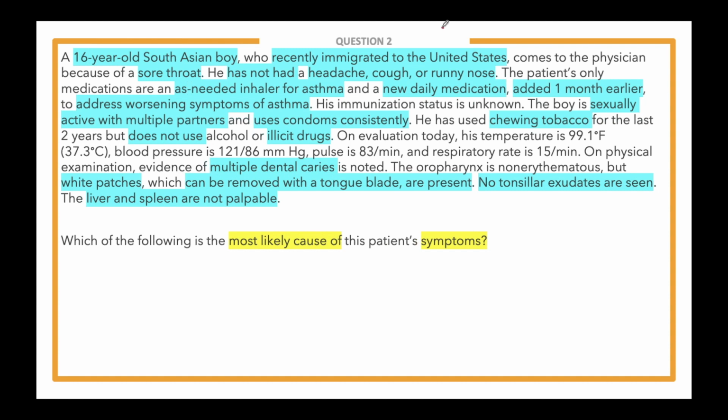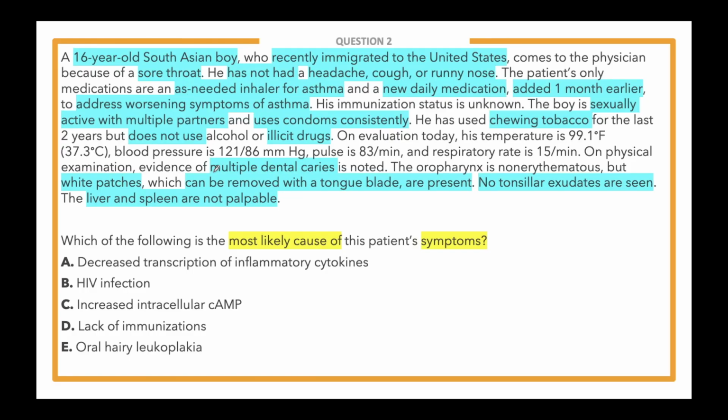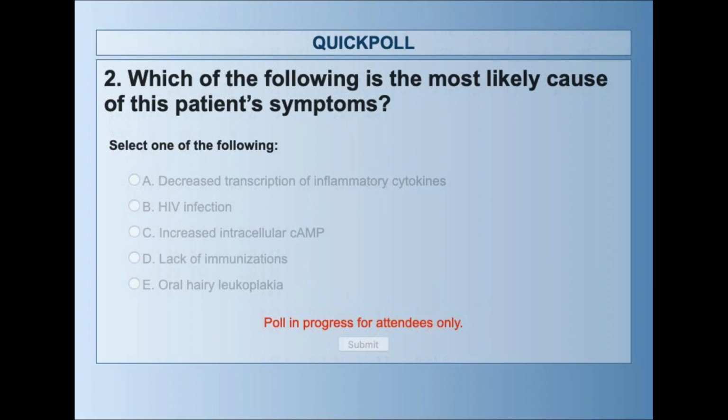And once again, we're going to start at the bottom and we are going to work our way up to the top. Answer choice E, oral hairy leukoplakia. D, lack of immunizations. C, increased intracellular cAMP. B, HIV infection. And A, decreased transcription of inflammatory cytokines. So we're going to go ahead and open up that poll. Go ahead and select the answer choice that you think is most correct, and we will talk about it in just a few seconds.